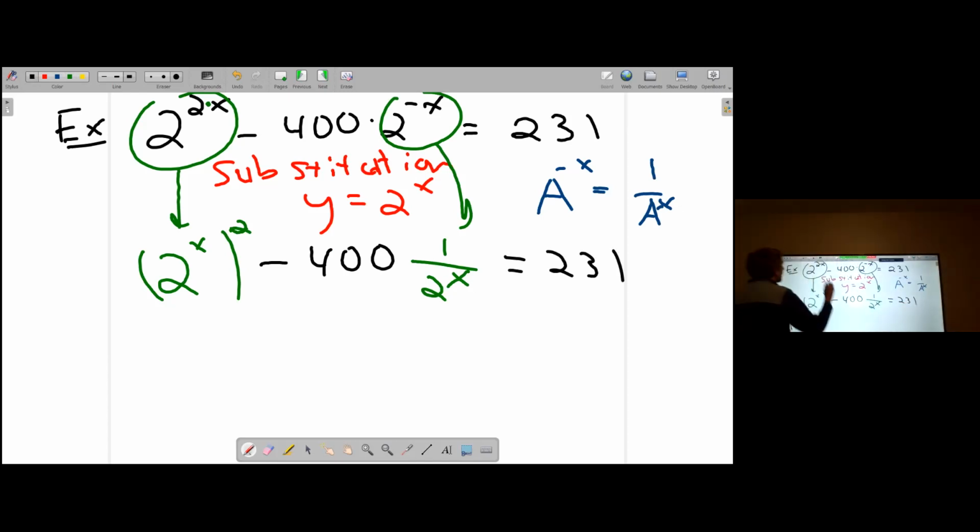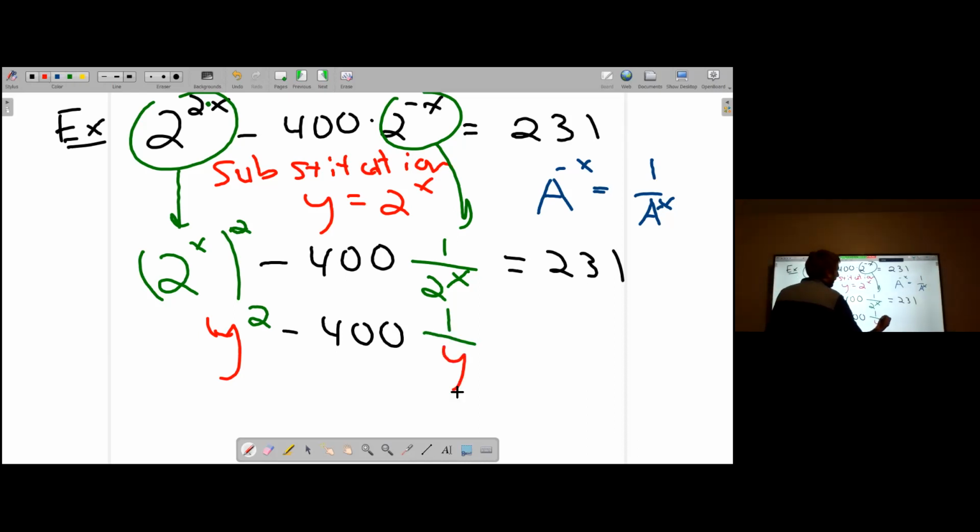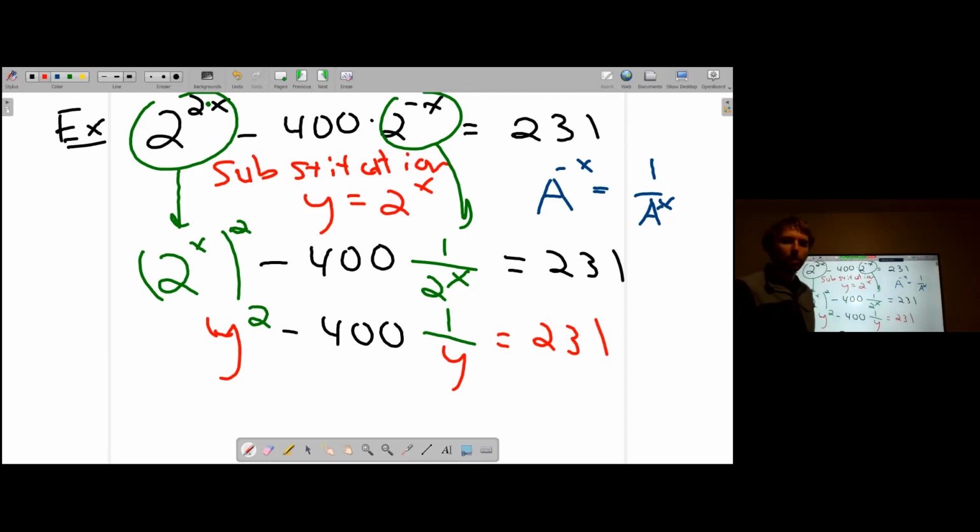And so now I can do my substitution. This is going to be y squared minus 400 times 1 over y is equal to 231. And once again, I've gotten rid of my exponential function. So now I'm solving a type of problem I kind of already know how to solve.